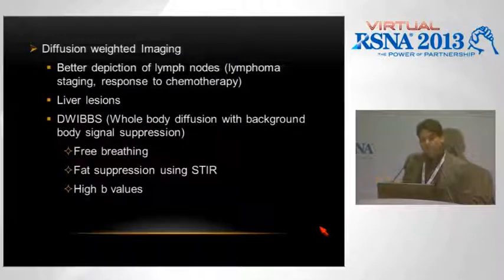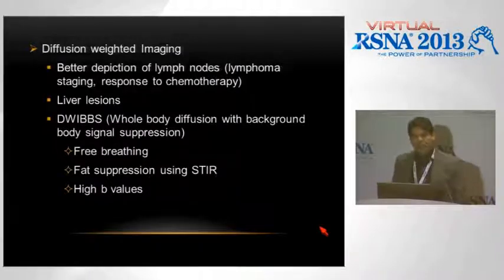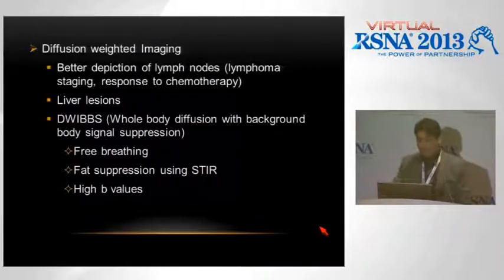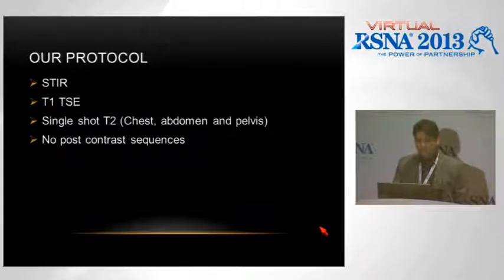We did touch a lot upon diffusion-weighted imaging, and with the advent of DWIBS, which is the whole body diffusion with background signal suppression, clearly I feel this is one sequence that's going to be part and parcel of whole body imaging for a while, especially since we can do it free breathing. So for pediatric applications, that's a big, big bonus. And it's got very homogeneous fat suppression, and you can do it with high B values. We saw the B value of 800 being used for DWIBS.